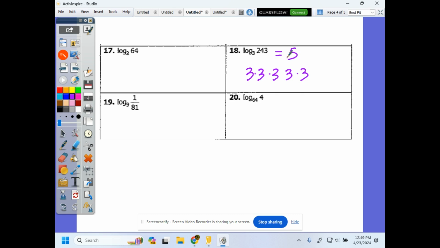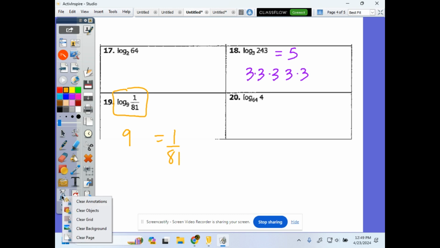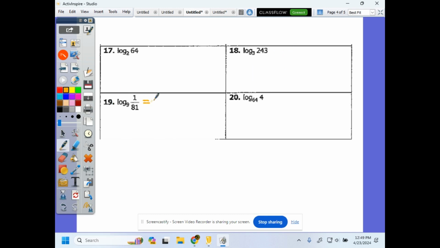Now, here are some challenges. If I have this one here, the base is 9, how can I get 1 over 81? This can be challenging, but familiarity, okay? Again, another strategy that I can share with you, if I set this equal to x, can you convert this to exponential form? What's the base here? It's 9. The exponent is x. It's equal to 1 over 81.